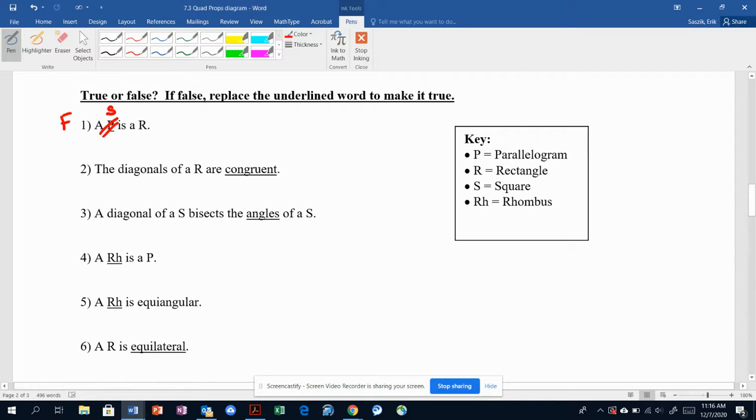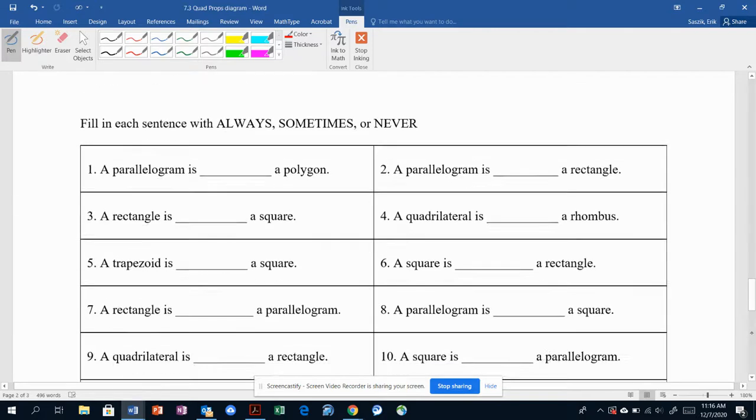The diagonals of a rectangle are congruent. That's true, okay? And you can go through the rest of this yourself and then take a look at the solutions on Canvas.